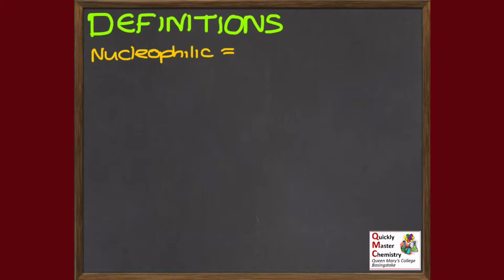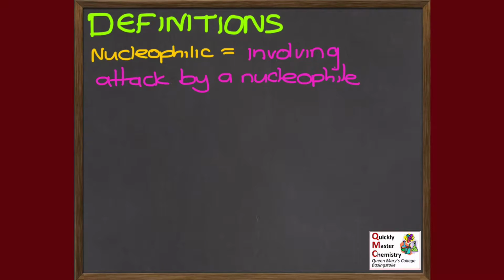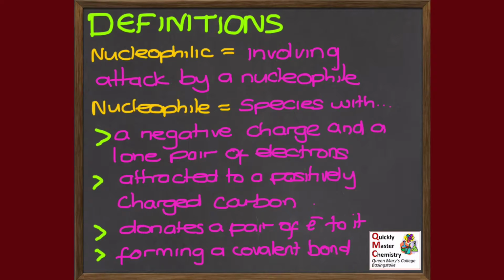So we'll unpack these words and we'll start with the attack words and nucleophilic first of all. What does nucleophilic mean? Well, simply it means that the reaction involves attack by a nucleophile, which doesn't tell us very much. So what is a nucleophile? And rather a long definition here, and one that you are supposed to be able to recall from memory. So worth spending a bit of time on.